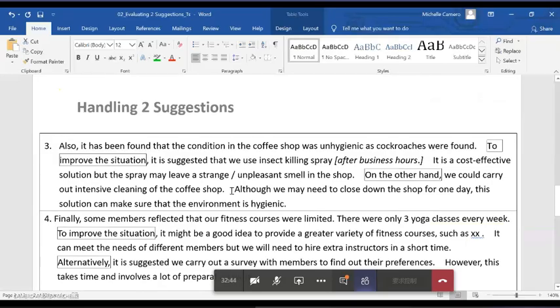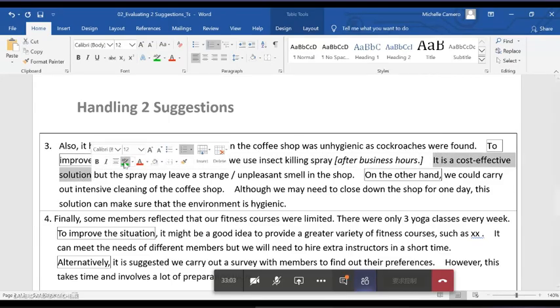It says, also, it has been found that the condition in the coffee shop was unhygienic, as cockroaches were found. To improve the situation, it is suggested that we use insect killing spray. And if you want to include the idea of after business hours, you can. Right, so that's solution 1. It is a cost-effective solution. That's the advantage.